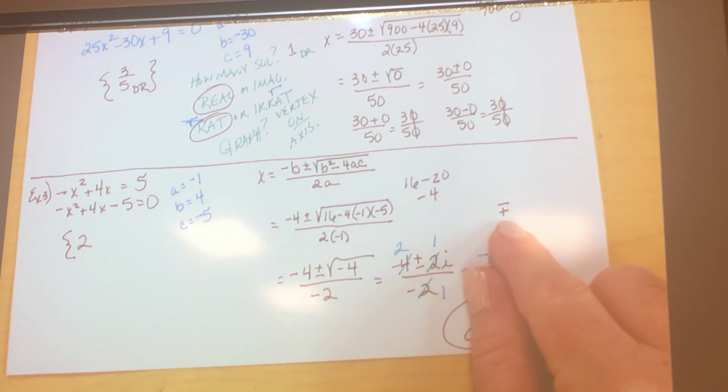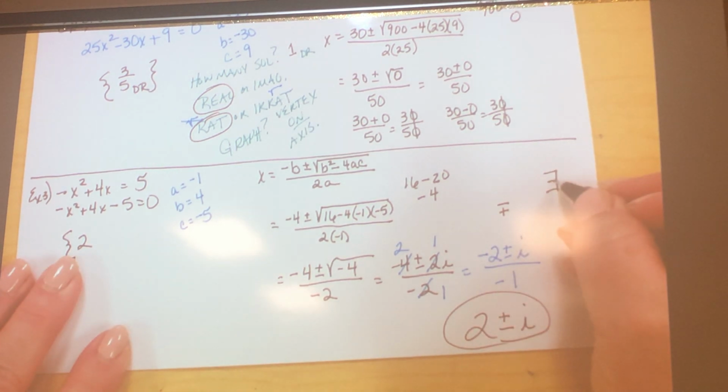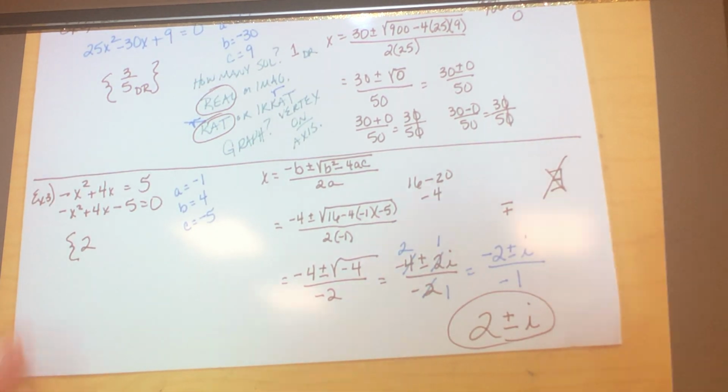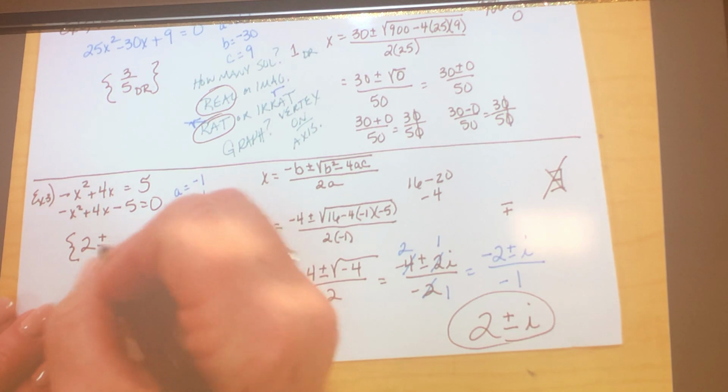If a college professor saw you write that, they would be like, what in the world? What is wrong with you? It would be like writing your E's like this. Do you write your E's like that? No. Okay, so don't be crazy, people. So 2 plus or minus i.